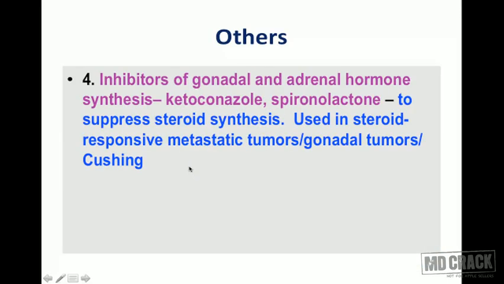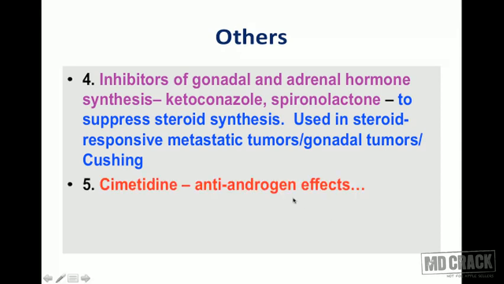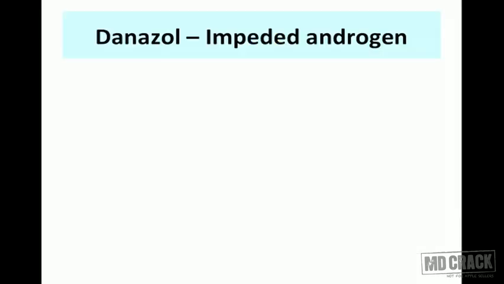There are some other drugs which are also anti-androgens, and just now we mentioned one drug. Now we again mention it. Inhibitors of the gonadal and adrenal hormone synthesis are your ketoconazole, which is an azole antifungal, and again spironolactone. Are they used anywhere? Yes. They can be used to suppress the steroid synthesis, especially in steroid responsive metastatic tumors, gonadal tumors, or also as adjuncts in the management of Cushing's syndrome. So that's the use for ketoconazole and spironolactone. And lastly, once again I mentioned cimetidine, which has got an anti-androgenic effect.